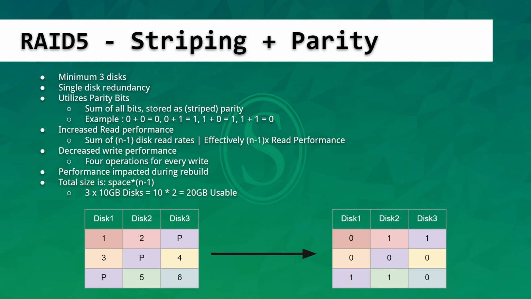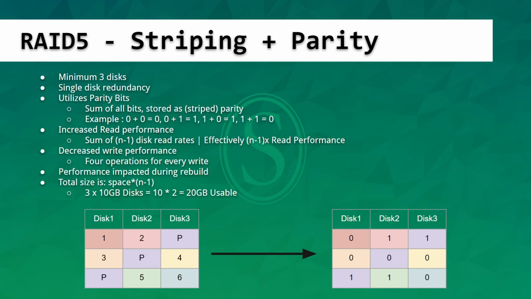But it does decrease the write performance in RAID 5 because we're completing a lot of operations for every write. For every write, we have to check the bit of data. We've got to compute the parity bit. We have to remove the old bit of data, and we have to write the new information. So that's like at least 4 operations for every write. And depending on the implementation of RAID 5, it might be even more.